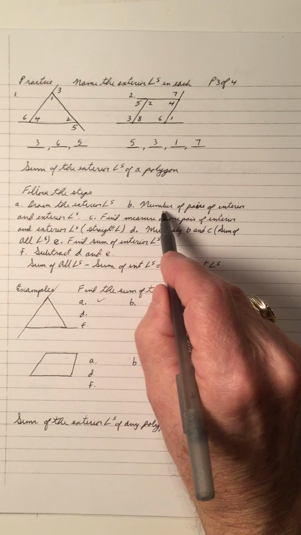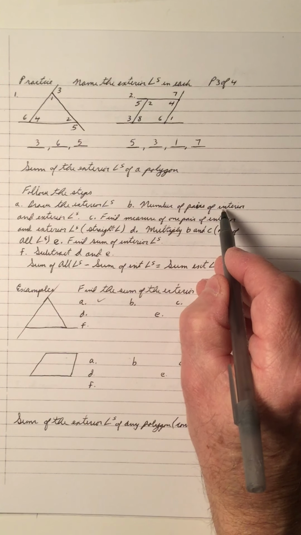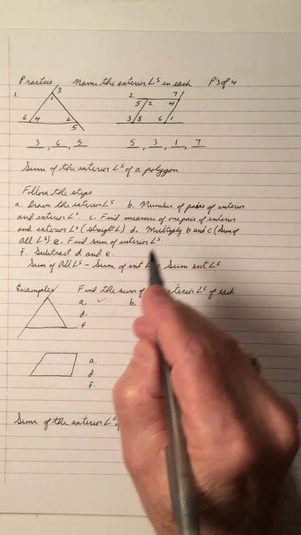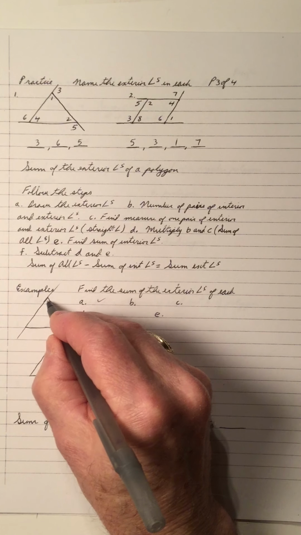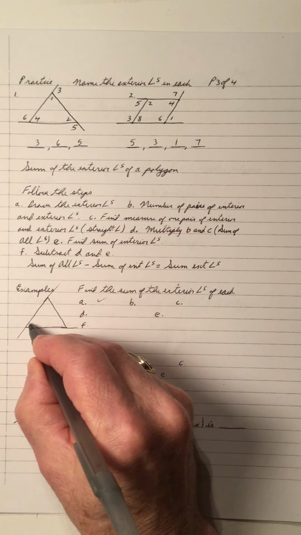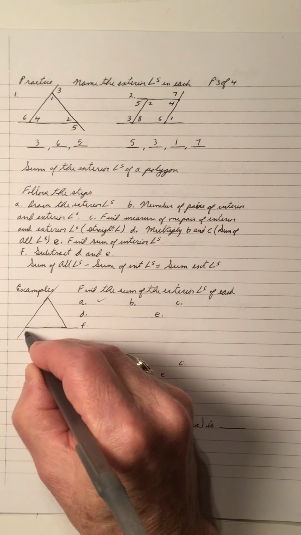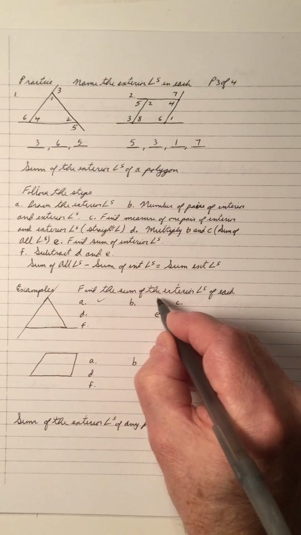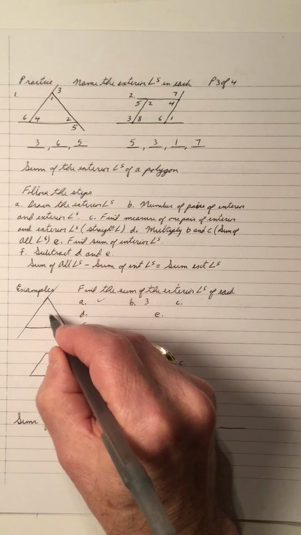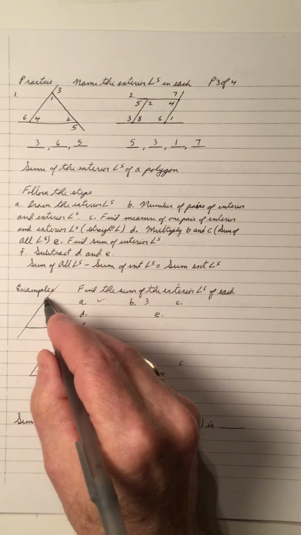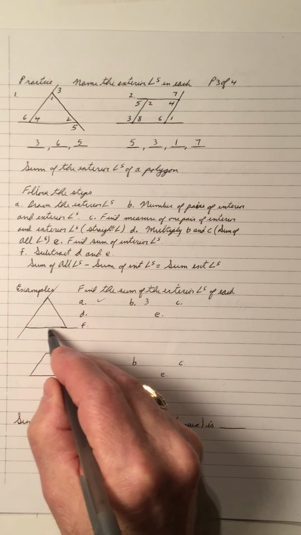B says number the pairs of interior and exterior angles. So there's 1 interior, exterior pair. Interior, exterior is 2. There's another pair, so that's 3 pairs altogether. 1, 2, 3. Notice they form a straight angle.